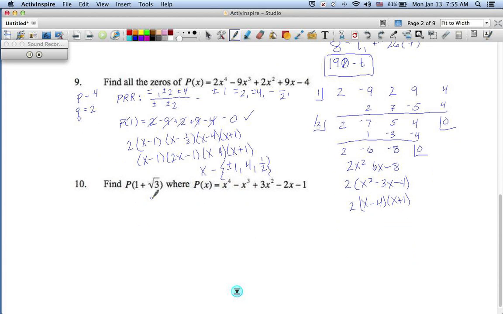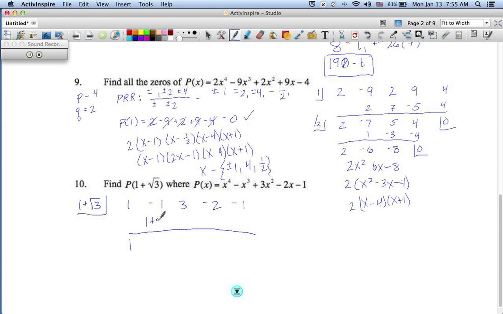Find p of 1 plus root 3. So I'm going to do synthetic substitution. Coefficients 1, negative 1, 3, negative 2, and negative 1. And you might want to leave yourself a little bit of space on this one. So 1 plus root 3 is not a good start there because I just wanted the 1 to be brought down. So we'll bring the 1 down.